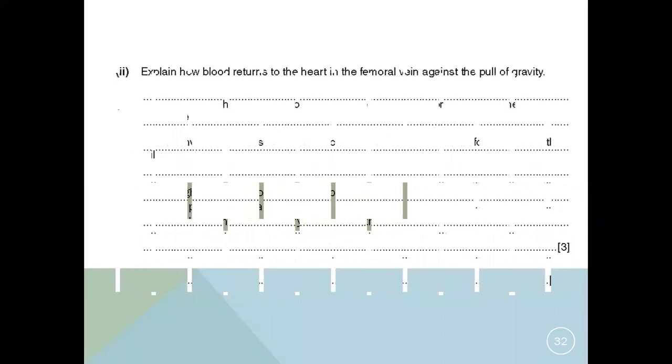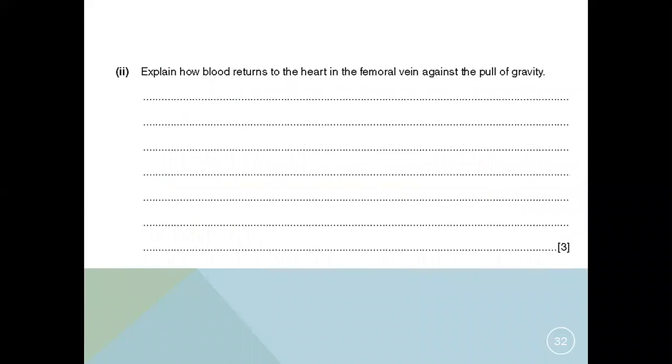All right, now explain how the blood returns to the heart in the femoral vein against the pull of gravity. From the legs, how is the blood coming to the heart, and after that going to the lungs? It's a question, right? Because there is gravity, it is supposed to go down, but it is not going down. So what is the reason for that?